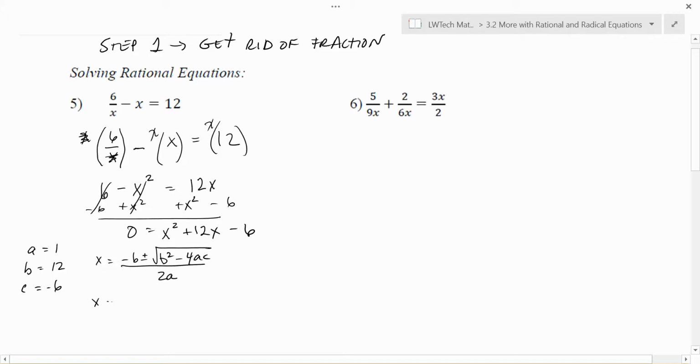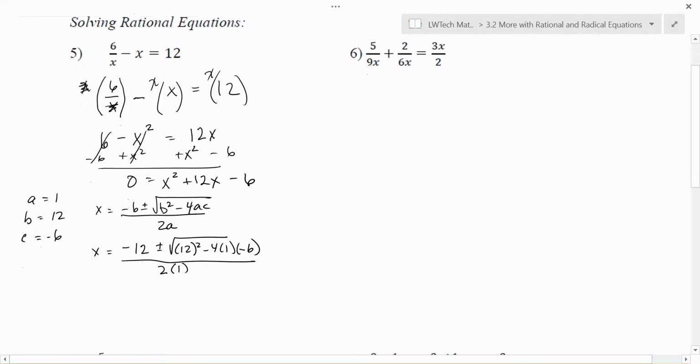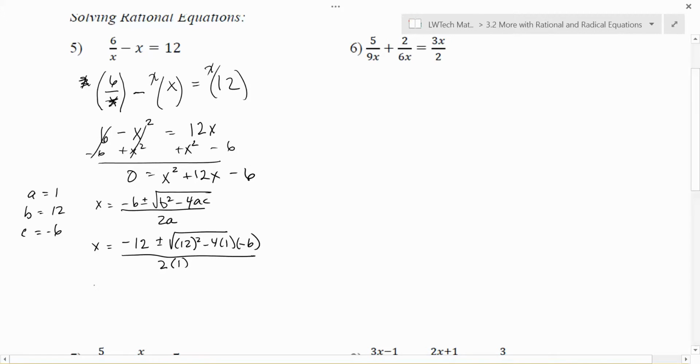Let's plug our numbers in. Negative b was negative 12, plus or minus the square root of 12 squared minus 4 times 1 times negative 6, that's the 4ac, and we're going to divide the whole thing by 2a, or 2 times 1. Go ahead and treat each of these little pieces as individual sections here. We're going to have negative 12 plus or minus the square root of, let's see, what do we get when we do this? 144. This is going to be plus 24.